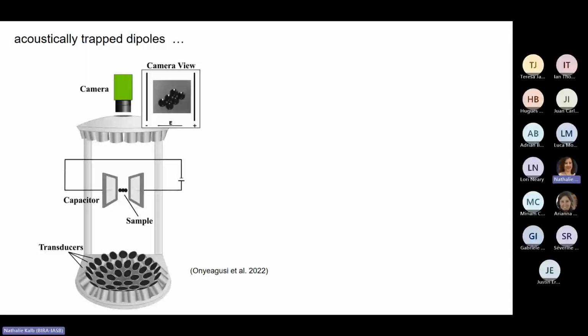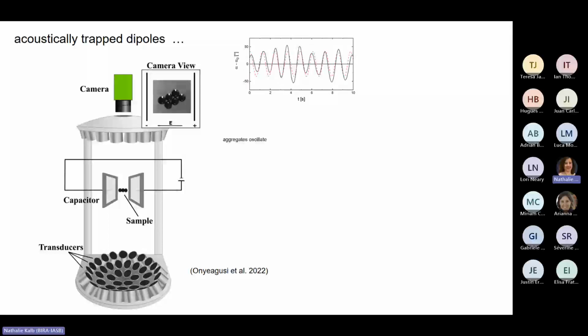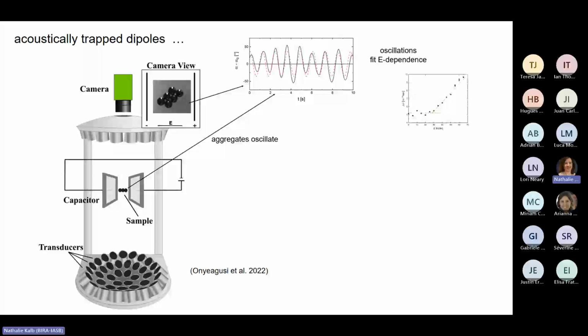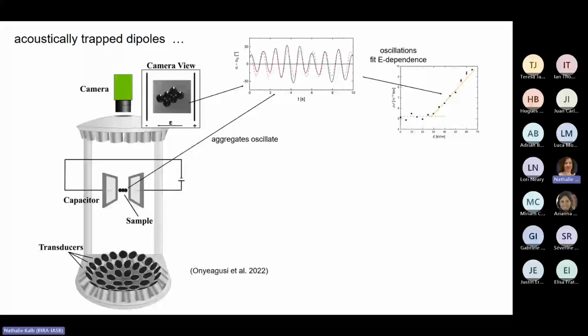There's another experiment with a trap. You probably saw Jonas' poster on the trap. Here we used it for something different. We had some aggregate in there and a field attached to it, and this thing is oscillating. We can get this oscillation, and it depends on the field. That gives you the dipole moment.